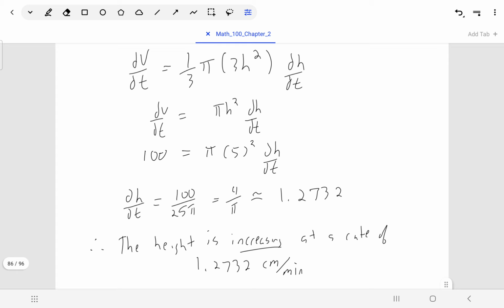So we have when the volume is increasing at 100 centimeters cubed per minute, and we're at 5 centimeters up this cone, then the height is increasing at a rate of 1.27-ish centimeters per minute.